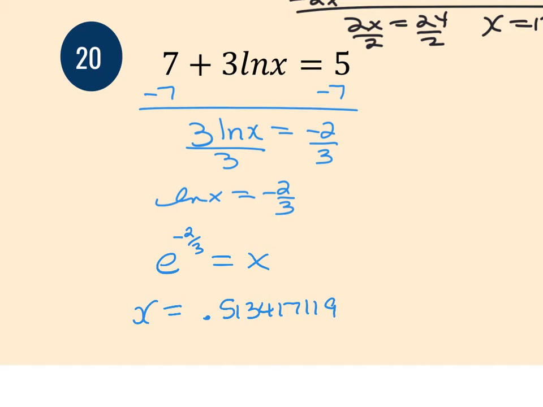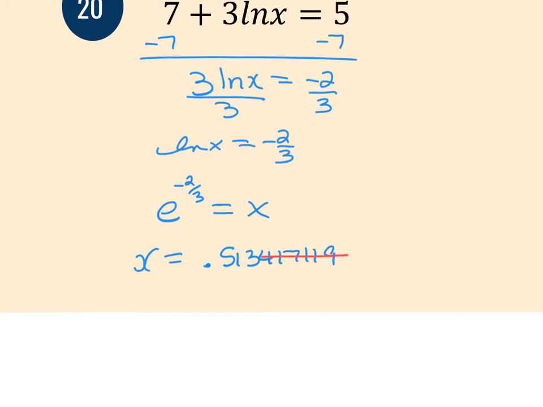0.513417119. If I truncate, I would chop off from the 4 over. And again, the 3 would look at the 4. So rounded or truncated, it's the same answer. 0.513.